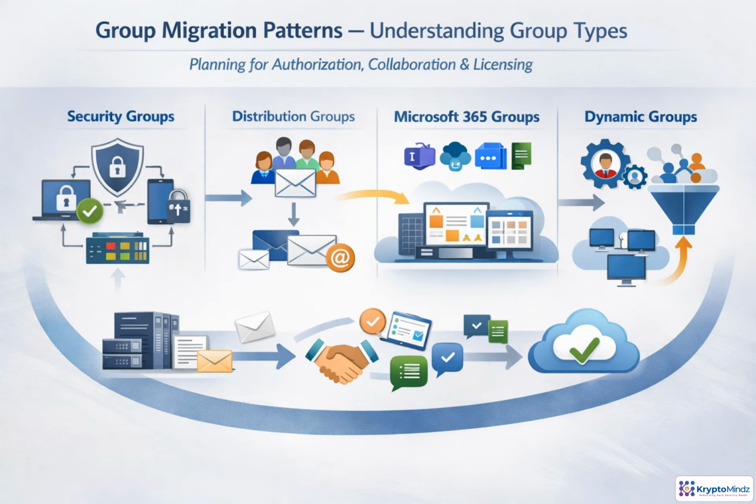Group migration starts with purpose. Security groups protect resources, assign apps, and often drive group-based licensing, so accuracy matters. Distribution groups are mail-focused, which means Exchange settings, owners, aliases, and delivery restrictions need attention. Microsoft 365 groups are broader collaboration containers, connecting Teams, SharePoint, Planner, and Outlook, so their dependencies travel together. Dynamic groups require special care because membership is calculated from rules. If those rules reference attributes that change during migration, access can shift unexpectedly.